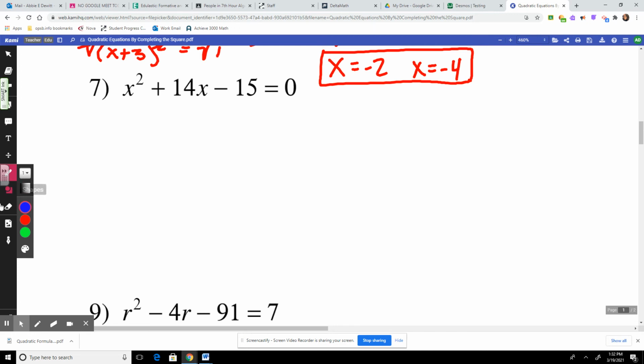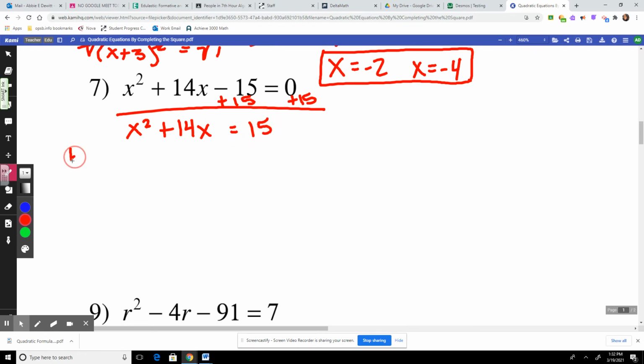All right, number 7. Again, pause the video and see if you can do it on your own. Then come back and check. Isolate the term with the variable by adding 15. So x squared plus 14x equals 15. B divided by 2 squared. We're back at 14. We've already done this one twice. 14 divided by 2 was 7. 7 squared is 49.